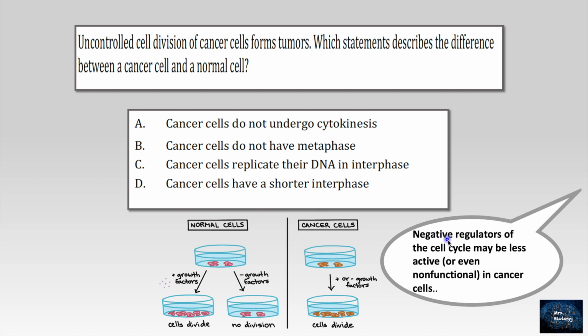Why? We have negative regulators of the cell cycle. Maybe they are less active or even non-functional in cancer cells, as we see here in the figure. Despite the negative factor, the division of the cells still goes on. But for the normal cells, with the negative growth factors there is no division, and with the positive growth factor only, we have cell division. So the right choice here is D.